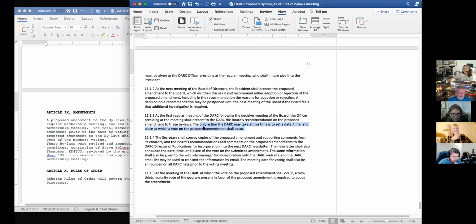Because this says at the first meeting following the board's recommendation, the only action they would take is to set a date, time, and place at which a vote on the proposed amendment shall occur. Which is most likely to be our next membership meeting. Correct. And then it goes out in written form between that month and the following month, and then it's voted on in the second meeting. So never mind, forget what I said. I wasn't comprehending while I was reading.